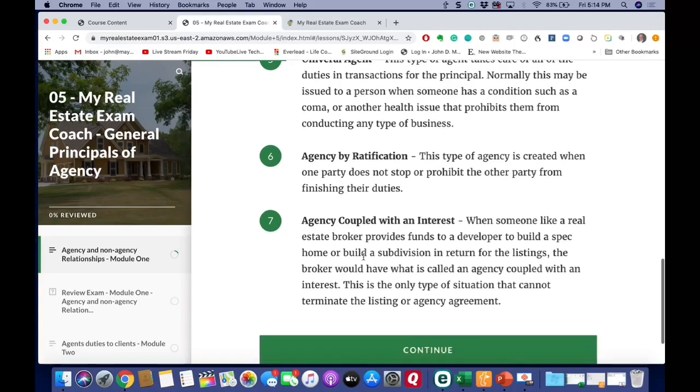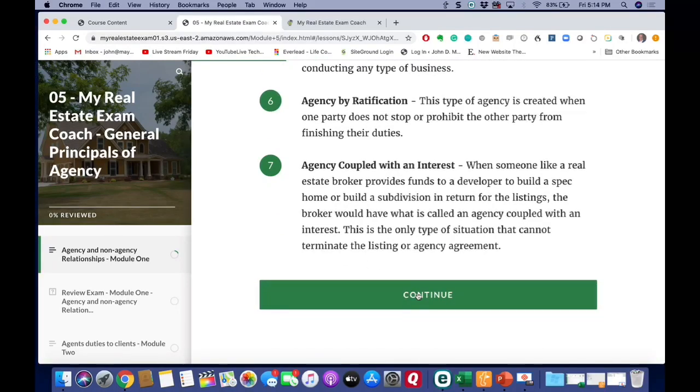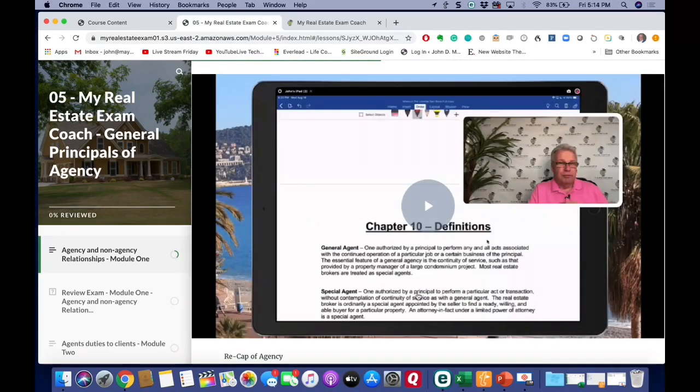And then we talk about an agency coupled with an interest. A good example of this is if I'm a broker and I'm providing you funds or money so that you can build a spec home or buy an apartment building or something of that nature, then I can list that property and you could not terminate that agreement because it's an agency coupled with an interest.